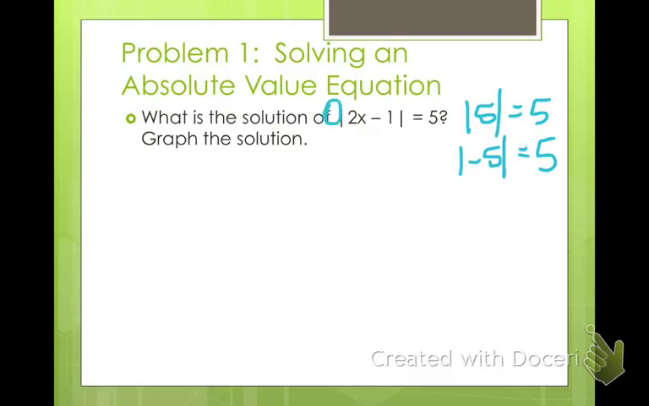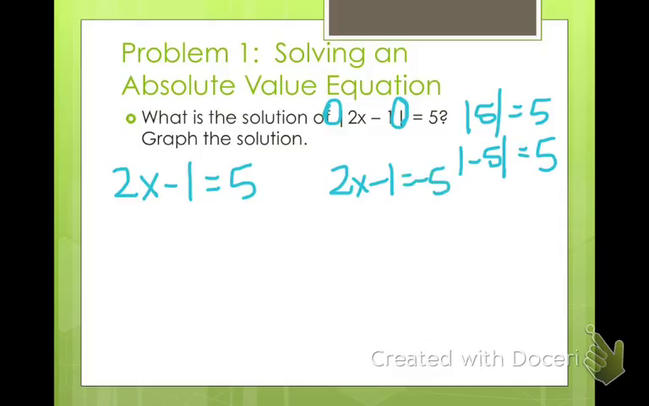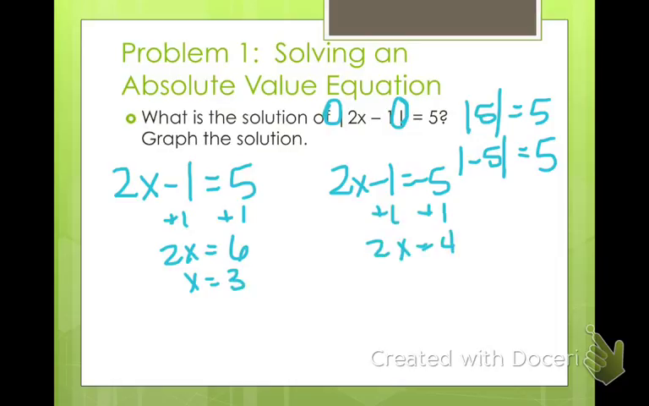So in order to get rid of these absolute values, you leave what's inside the absolute value the same, 2x minus 1. You set it equal to your original problem, and then you also set it equal to the opposite of your original problem. So we have a 5 and a negative 5. We're going to solve each one of these equations. So 2x equals 6, x equals 3. 2x equals negative 4, x equals negative 2. So I have two possible solutions. I have 3 and negative 2.